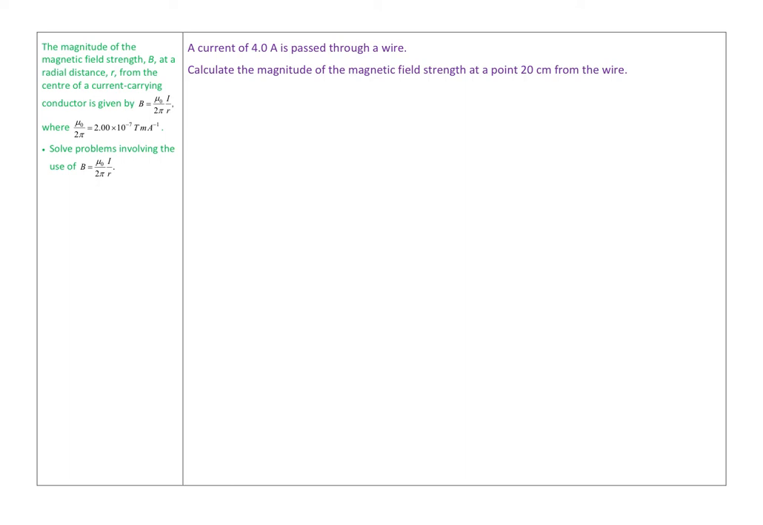And what we know here is that the current through the wire is equal to 4.0 amps. The radius is equal to 20 centimetres. That's not our standard unit, so we need to convert that into metres. And then we put all that into the equation.